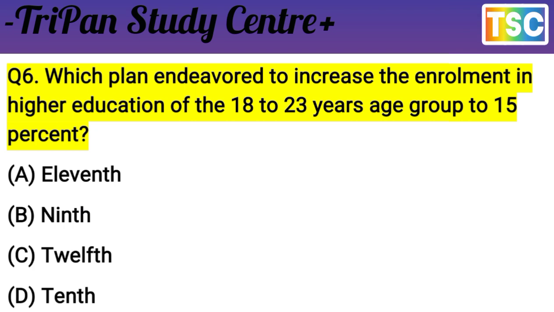Why? The reason being that the 11th plan aims to increase the enrollment in higher education of the 18 to 23 years age group to 15% by 2011 to 2012 and to 20% by the 12th plan. It means the answer is the 11th plan. That's an important question here. And let's see the next question.